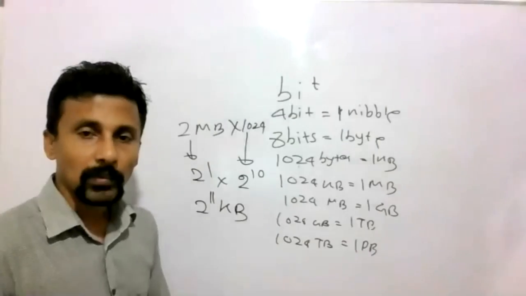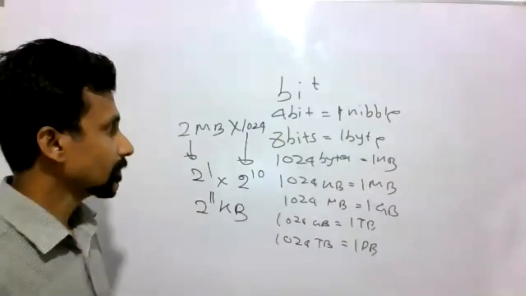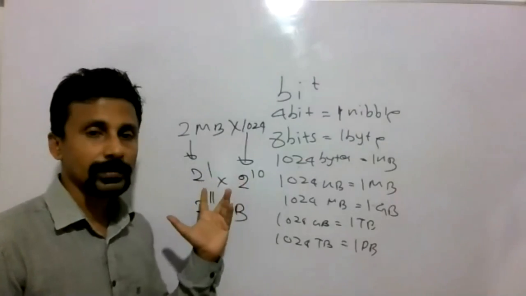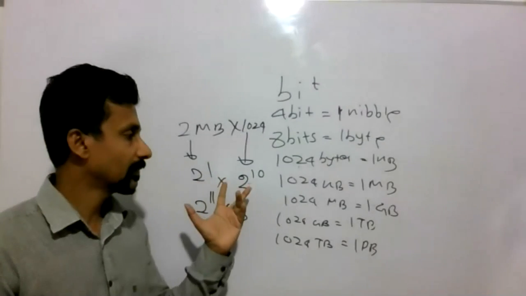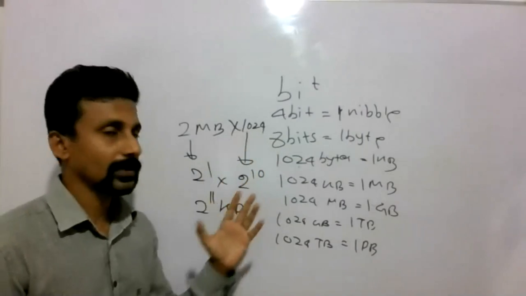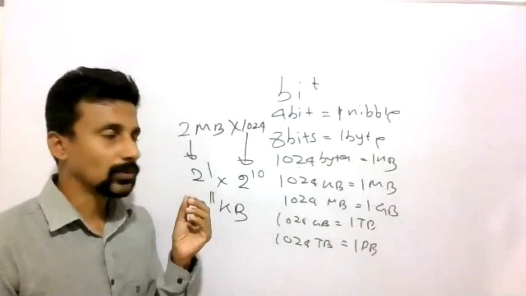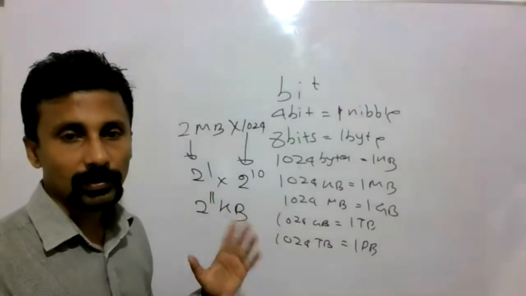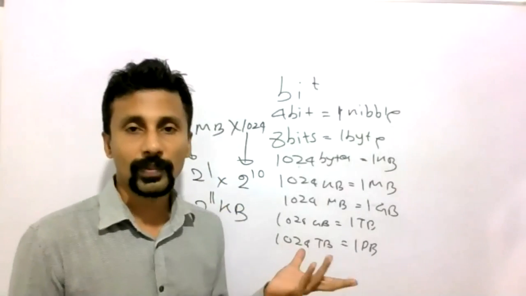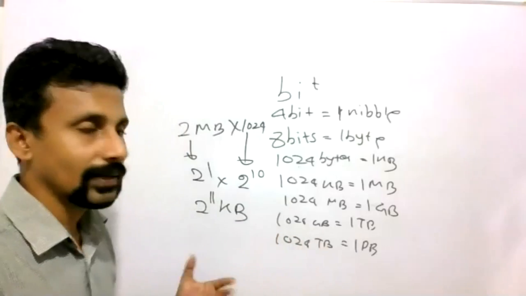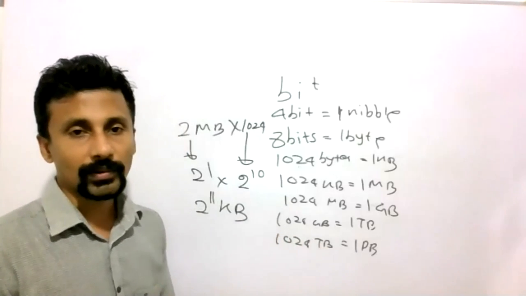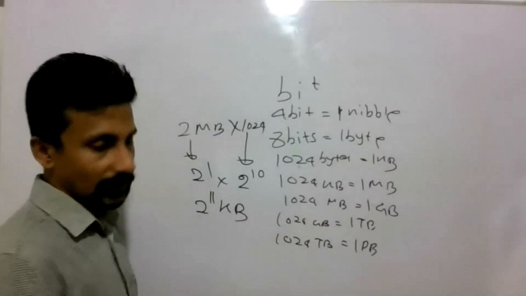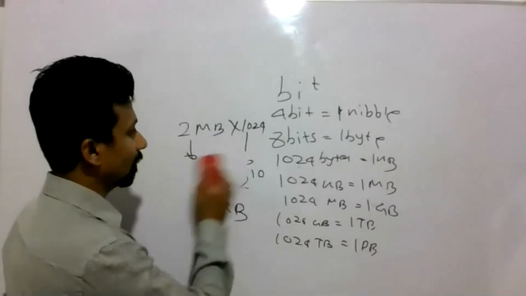Now most of the students I have seen, they are getting confused with this power. Don't worry about that. 1024 is 2 to the power 10, you have to memorize. So 512 is 2 to the power 9. 2048 is 2 to the power 11. Like that, you have to calculate. Now, sometimes you have to divide. I will show you how to divide even.